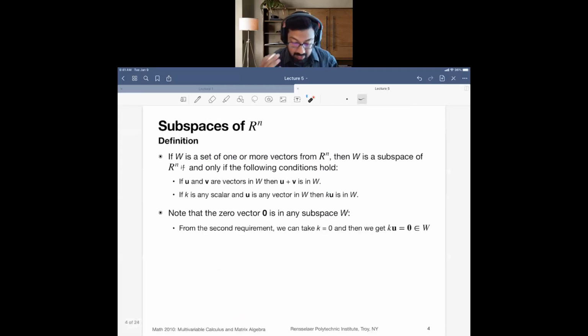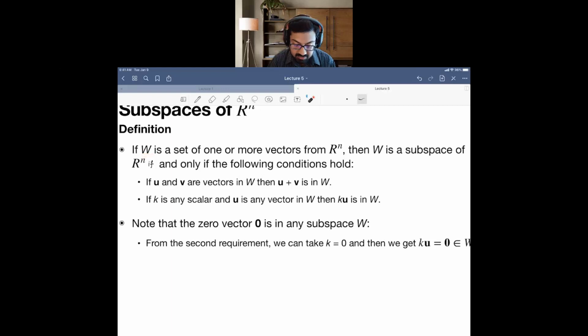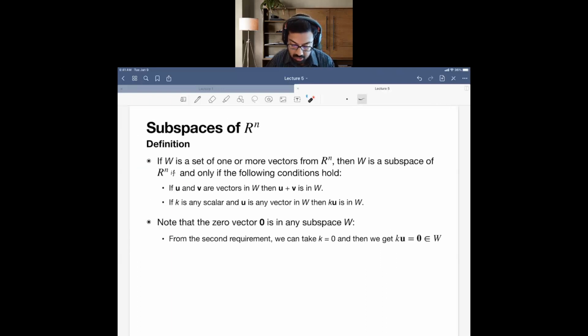Let's continue. Subspaces. So you have talked about vector space, the entire vector space. What is going to be a subspace? Something that is belonging to that R to the n vector space. So let's define a subspace of R to the n. Now, if W is a set of one or more vectors from R to the n, so it belongs to R to the n. W is a set of one or more vectors, right? You just need one, or you can have all of the vectors in R to the n, one or more vectors from R to the n. Then W is a subspace of R to the n if and only if the following conditions are true.